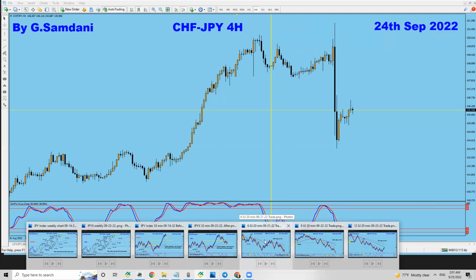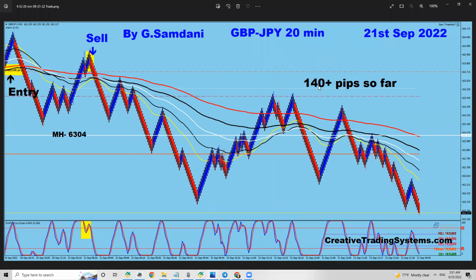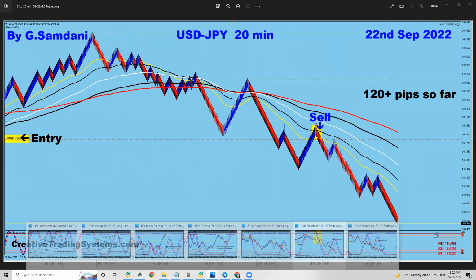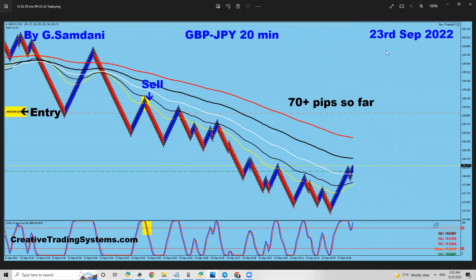For example, this GJ here, it's 140 pips. And then this UJ, I was lucky to save the chart, but then again it went up and then down, like down and then up and then down. I was quickly able to make this chart here, 120 pips, this trade on the 22nd. And then again you have this pound yen on the 23rd for 70 pips. Look at the entry. The system gives you so many entries and so many chances to get into the market without going negative. So this is how the system is, and this is how you can use it.